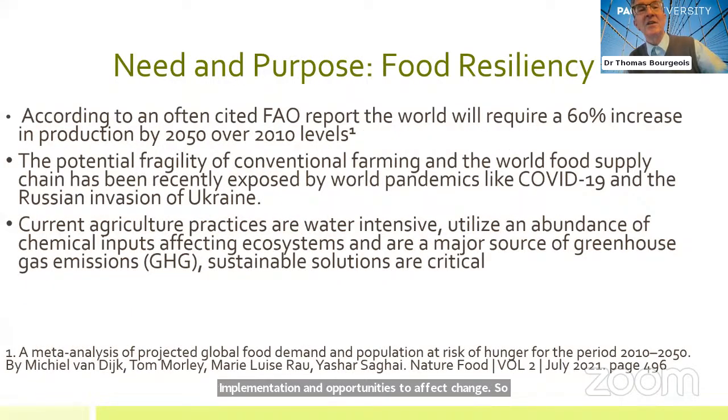So, kind of setting this up in terms of the food supply issue, the world's going to need a lot more food. The estimates are of nearly a 50% increase in food production to meet expected population levels by 2050, 60% or more. And then you couple that, and Joan was speaking a little bit about this, with the potential fragility of conventional farming. We've seen issues with the world food supply exposed by COVID-19 and also the Russian invasion of Ukraine. We also know, as has been mentioned several times earlier today, that current agricultural practices are water intensive, with chemical inputs affecting ecosystems, and agriculture production and the whole chain of agriculture, food and food processing is a very important factor in greenhouse gas emissions. So sustainable solutions here are really of critical importance.